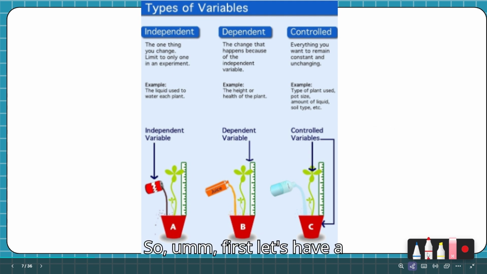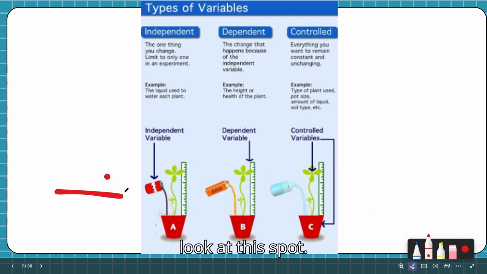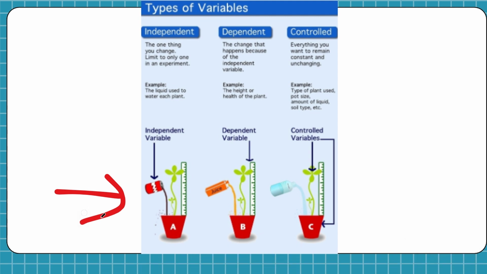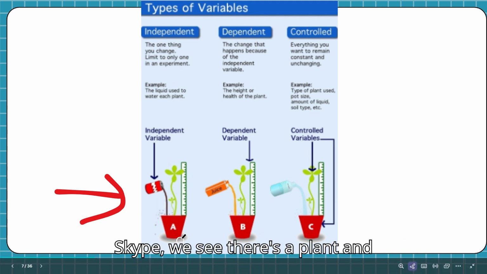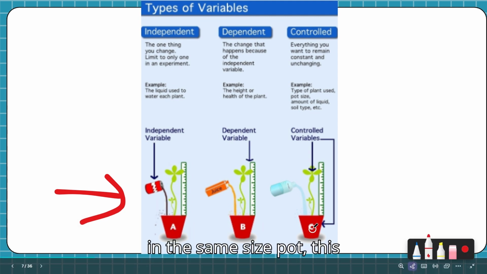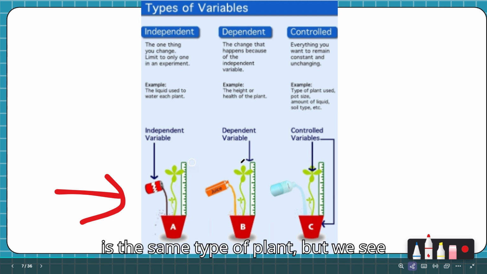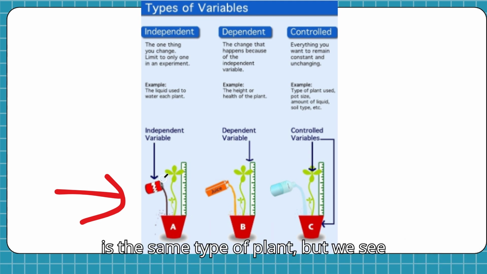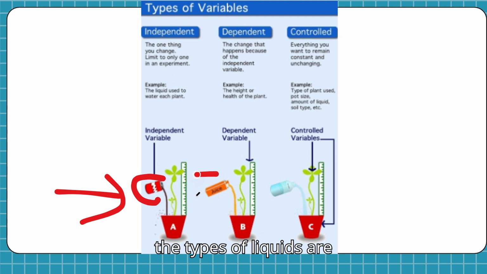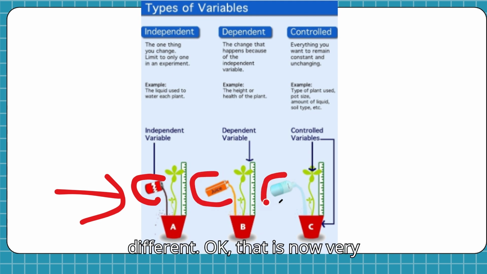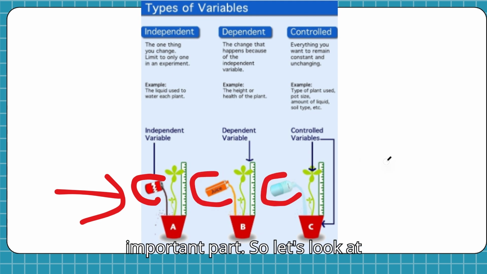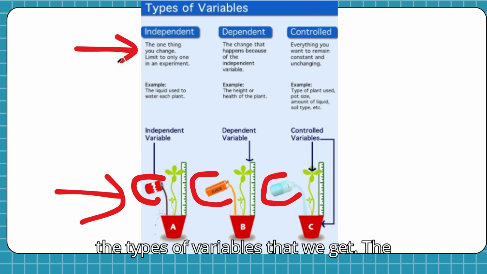Okay, so first let's have a look at this pot. We see there's a plant and in the same size pots. We see it's the same type of plant, but we see the types of liquids are different. Okay, that is now a very important part. So let's look at the types of variables that we get.